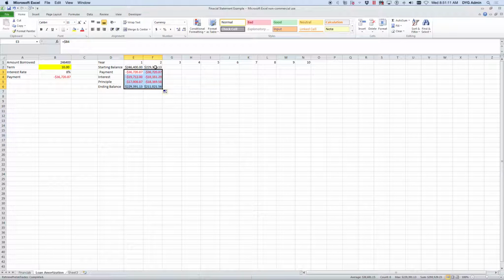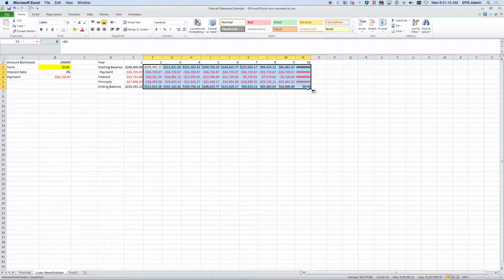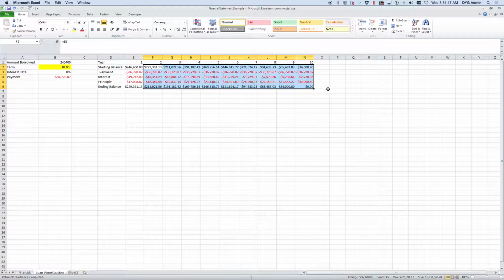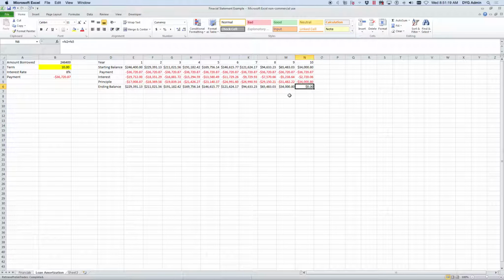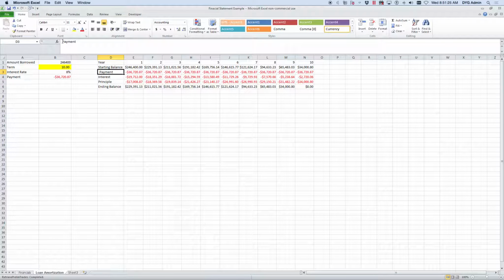So we drag that over, kind of get us caught up. If we go all the way to the right, we should wind up with an ending balance of 0. We do. That's awesome. And so we now have an amortization schedule. Beauty of this, we now have interest payments and we have principal payments. We'll need the principal payments for paying down the loan. We'll need the interest for the income statement.